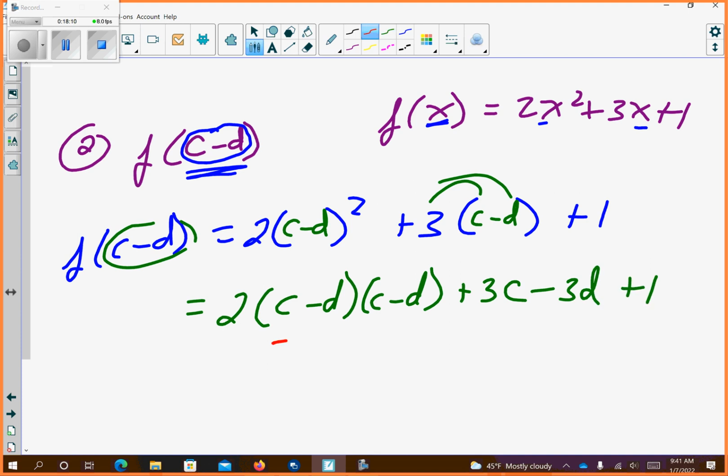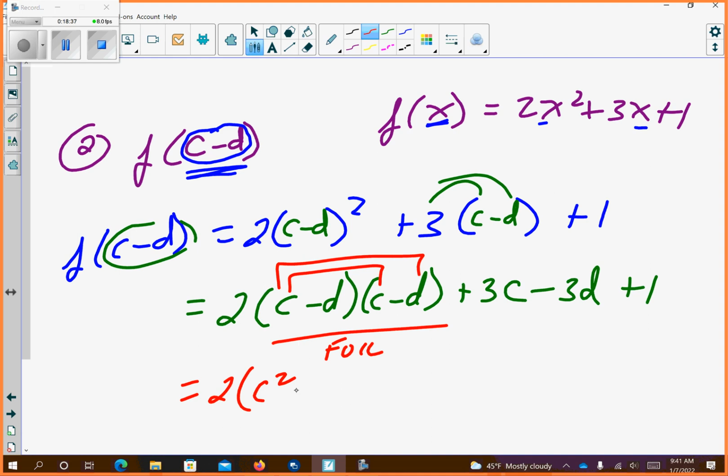We're going to use the four-letter math word called FOIL. Or if you are part of the Common Core movement, you multiply the products of the means, or what do they call it? Double distribute. So what we're going to do is we still have parentheses, so I go c times c, which is c squared. C times -d is -cd. -d times c is -cd. And -d times -d is +d squared, plus 3c minus 3d plus 1.